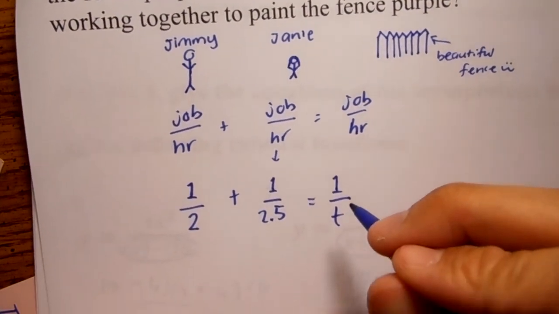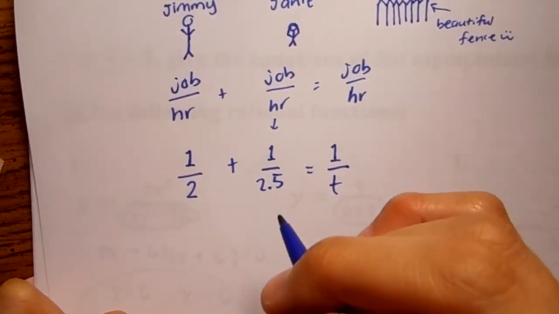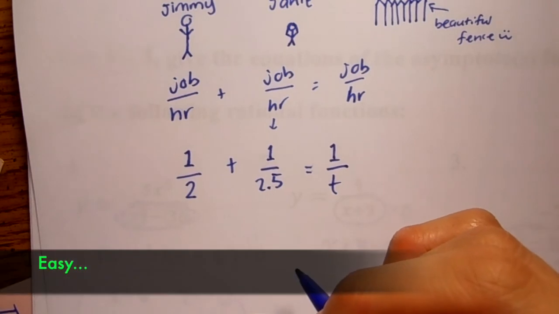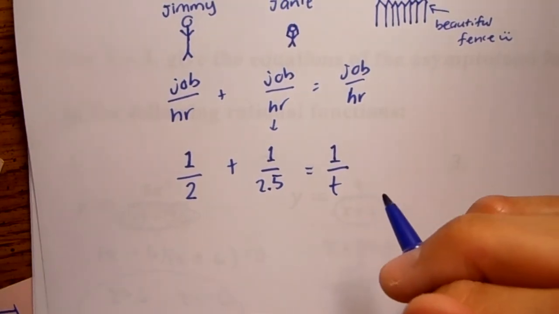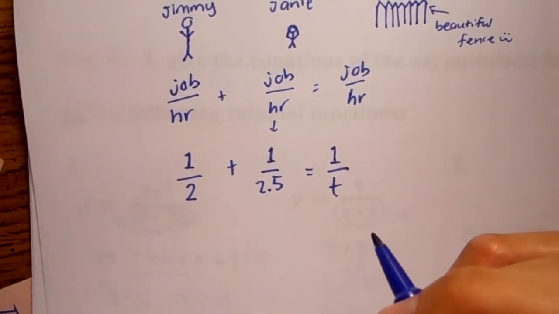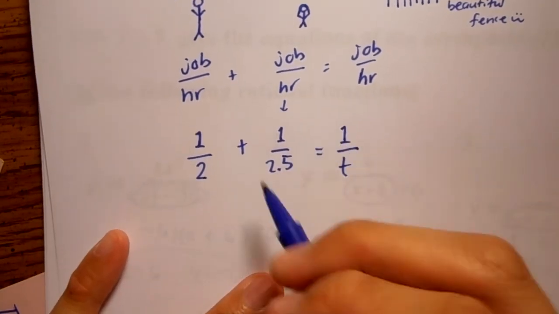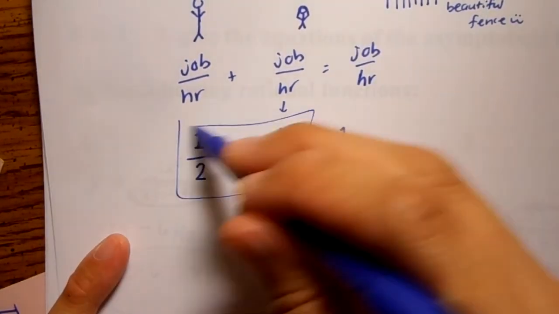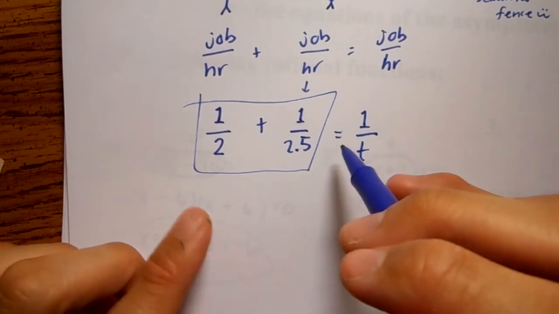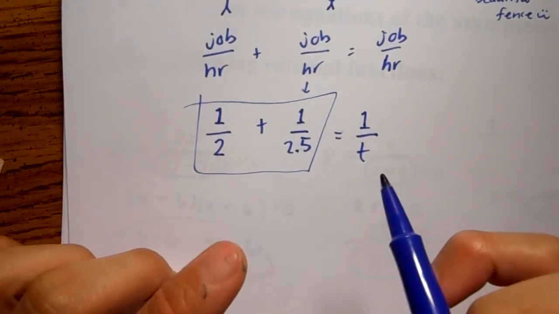So we're going to call that T, or you can call it X, or you can call it smiley face. It's just your variable that you want to solve for. I'm just going to call it T for time. So there's our equation that we want to solve. So again, with rational equations, simplify so that you have a fraction equal to a fraction.